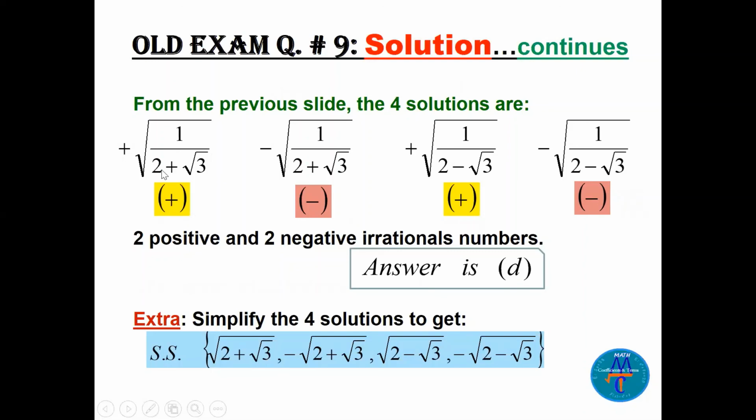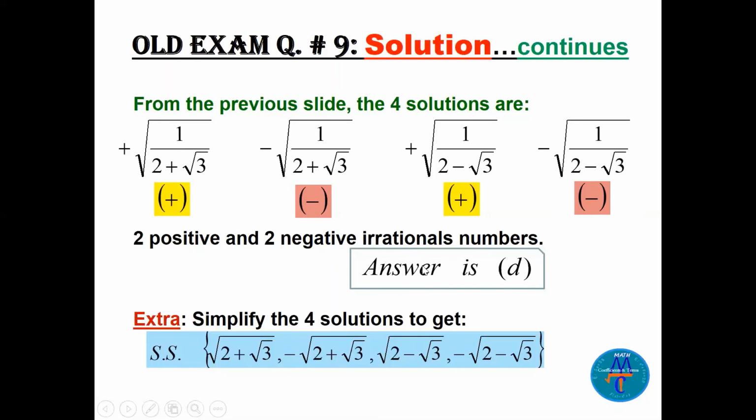So I have one solution like this, another solution with minus outside. This is irrational, that's positive. This is irrational, that's negative. This is also irrational; 2 is bigger than square root of 3, about 1.7. 2 is bigger. See, that's a positive, all irrational. This is a negative irrational. So 2 positive, 2 negative irrational numbers, the answer is D.